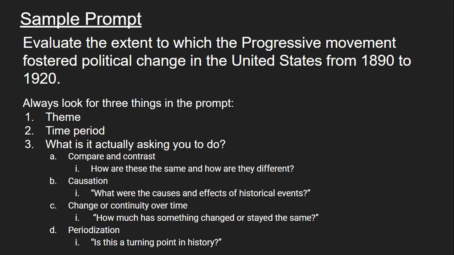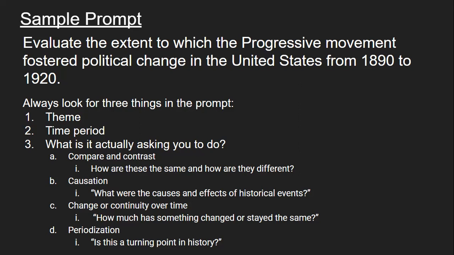Now, there's basically 4 different styles of DBQ questions, 4 different questions that you could be asked. One is a compare and contrast question. One is a causation question. One is a change or continuity over time question. And one is a periodization question. Every single DBQ will be one of those.